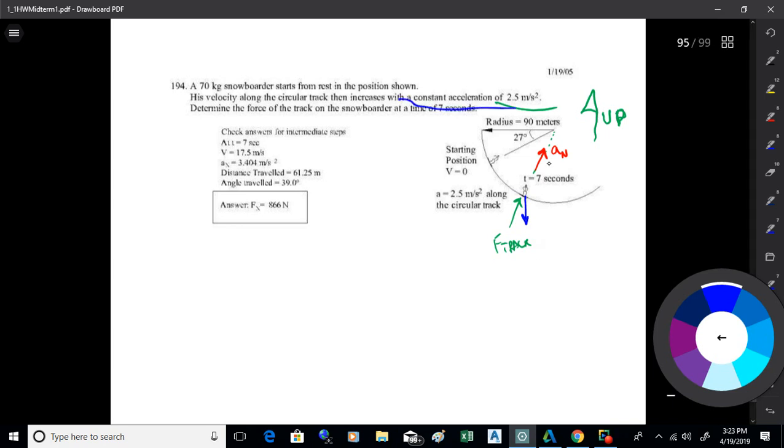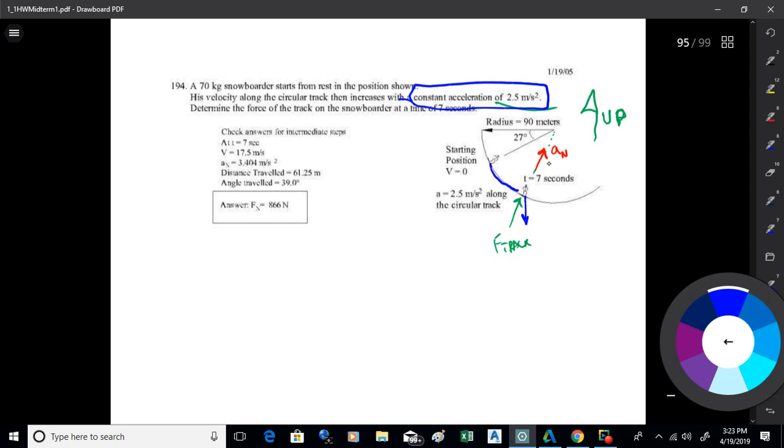Now, the thing is with this, we got constant acceleration of 2.5. So we can use that. See, if we know that, we can figure out two things. We can figure out how far along that curved track the snowboarder goes, which we're going to have to consider. And we can also figure out the velocity. So we'll want to get this stuff worked out. So, we doing all right with that? Any questions?